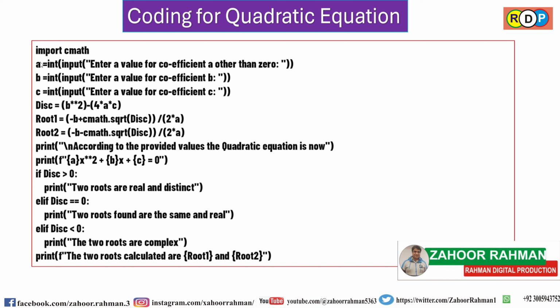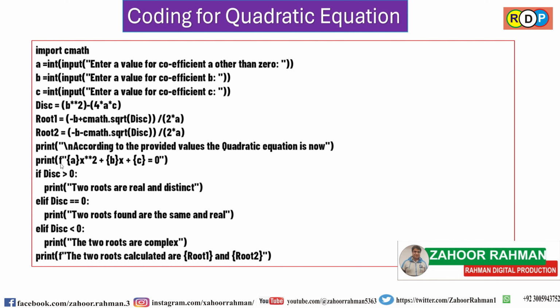Similarly, we now want to form the quadratic equation on the basis of these three values. The user must understand what the quadratic equation is, and then we will find the solution and the nature of the roots. So I am writing print, and this backslash n is used for the next line. It will leave an empty line, and then, according to the provided values, the quadratic equation is now, and that is another form of printing the variable.